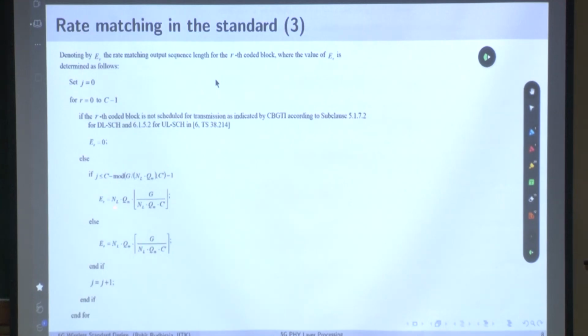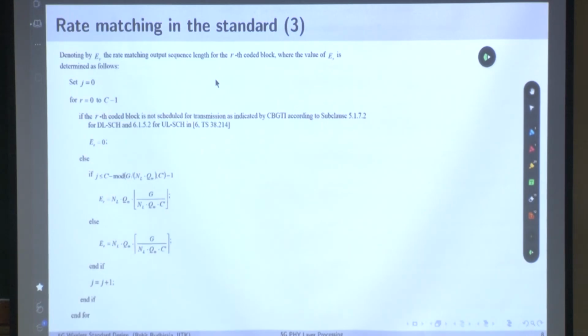And what is this N_L? N_L is the number of parallel MIMO layers you can transmit. I'm not going to get into the detail of that because I have not even taught you that. Q_m is the modulation order. So this E calculation differs based on the number of layers and the modulation order. But for our study, N_L and Q_m cancel each other, and E becomes G by C, and that's what I have taught you.